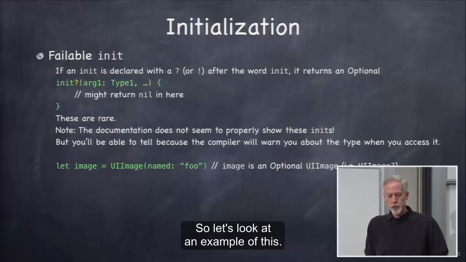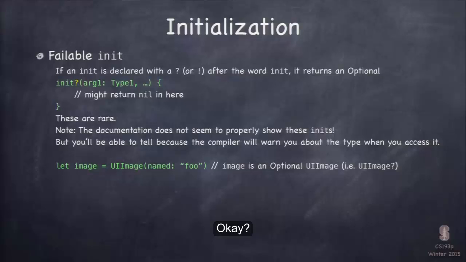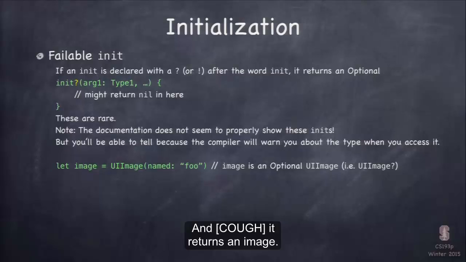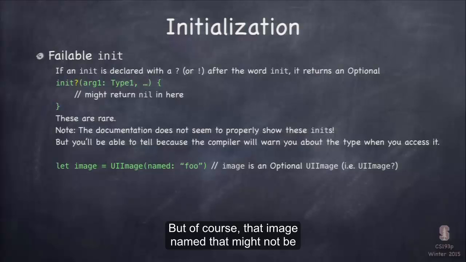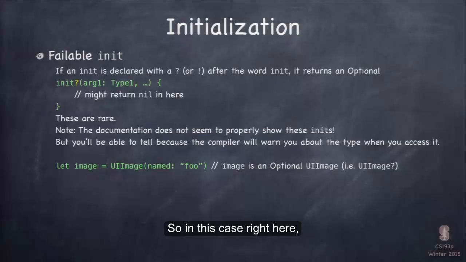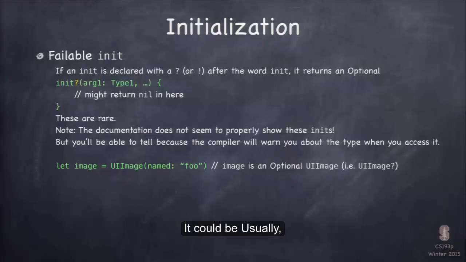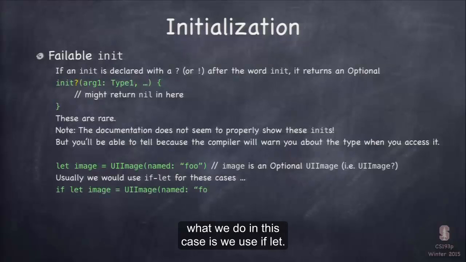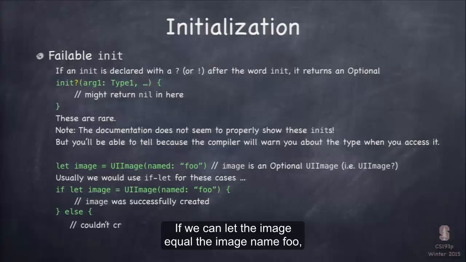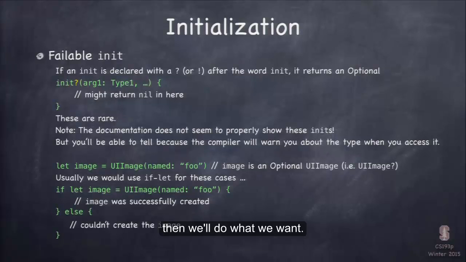So let's look at an example of this. UIImage, it's a class in UIKit, and it returns an image. And you can ask for an image by its name. But of course, that image named that might not be anywhere in your project. So this thing can return nil. So in this case right here, image equals UIImage named foo. Image is an optional UIImage, even though I'm calling an initializer there, right? UIImage's initializer could be failable. So usually what we do in this case is we use if let, right? If we can let the image equal the image named foo, then we'll do what we want.